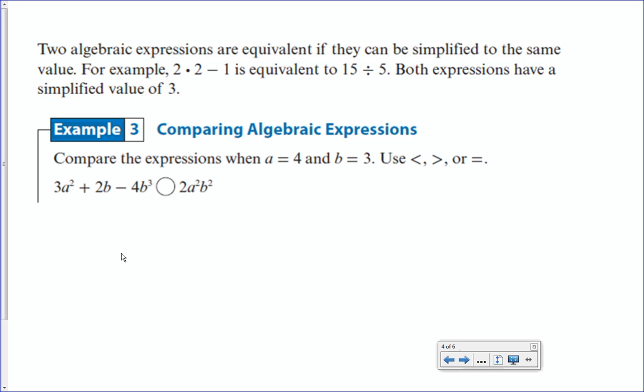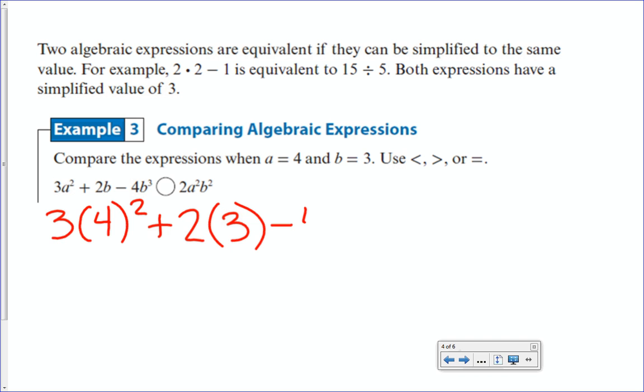So just like I did before, every time I see an a, I'm going to put a 4. So this is 3 times 4 squared plus 2 times, wherever I see a b, I'm going to put a 3, minus 4 times 3 cubed. Now that's the value of the left-hand side. Let's work that one first, and then we'll come back to the right-hand side.